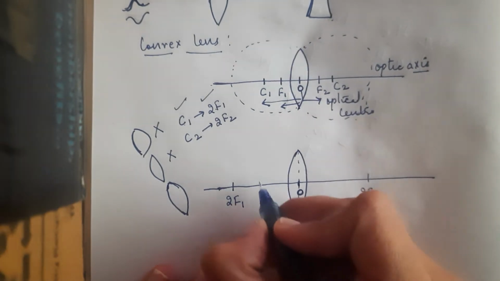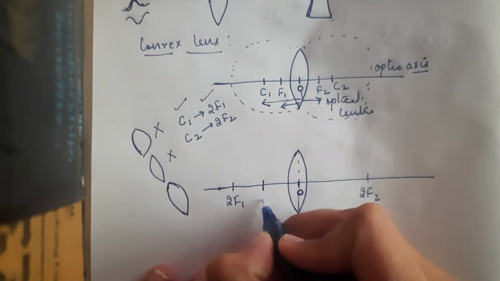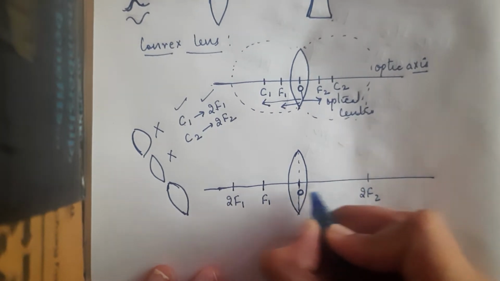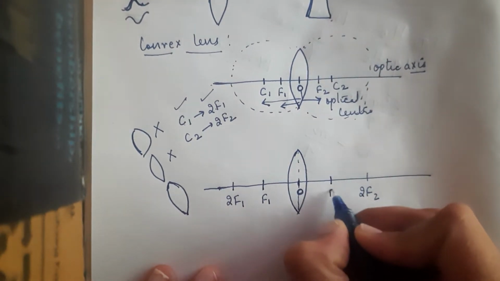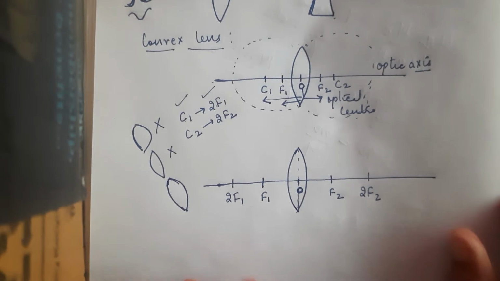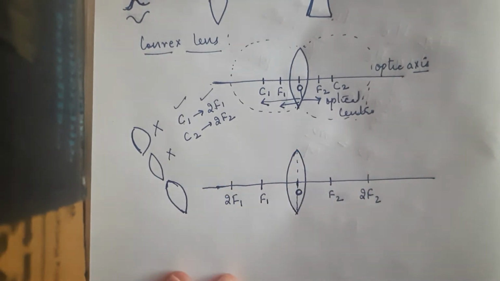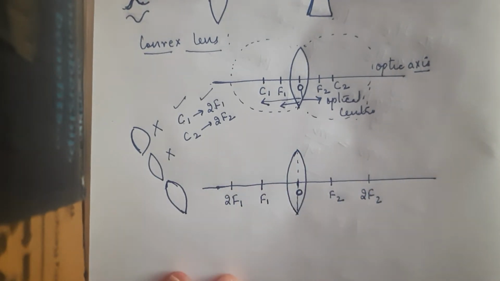So next step is to mark the focus. So exactly in the center, I will be marking F1 and exactly here F2, right? So this is the complete depiction of a convex lens with all the terms written and marked. So let me tell you why the convex lens is called a converging lens, right?